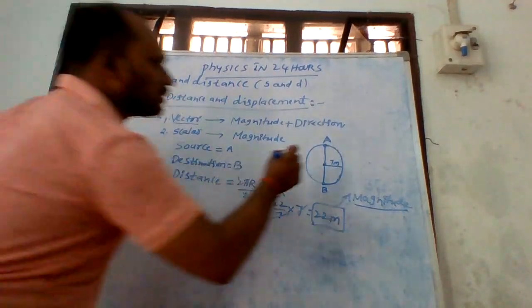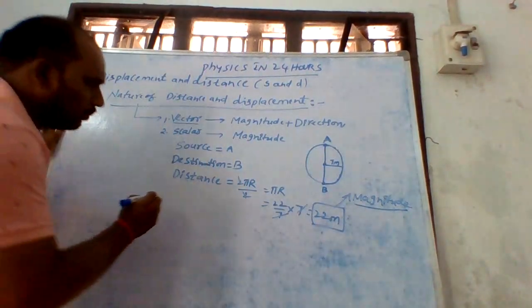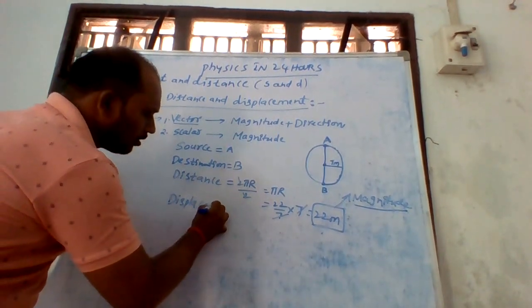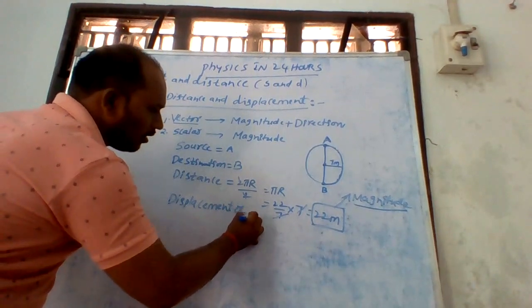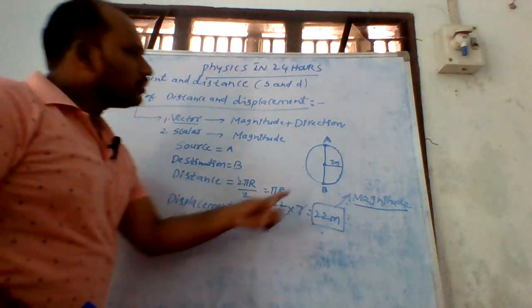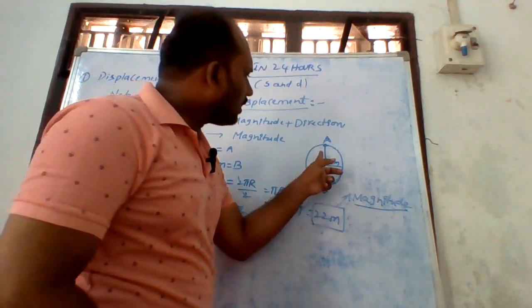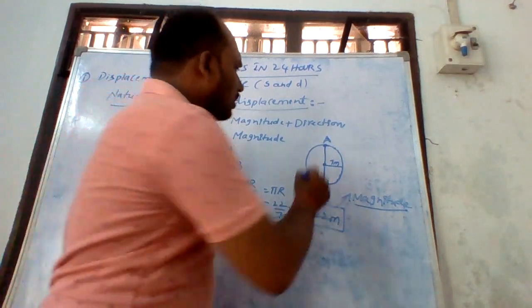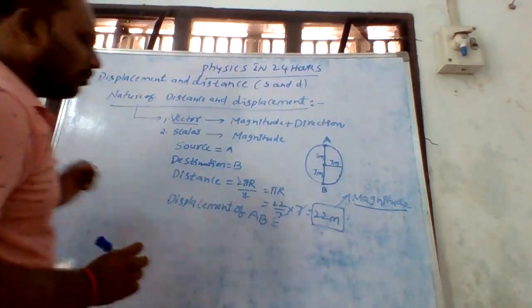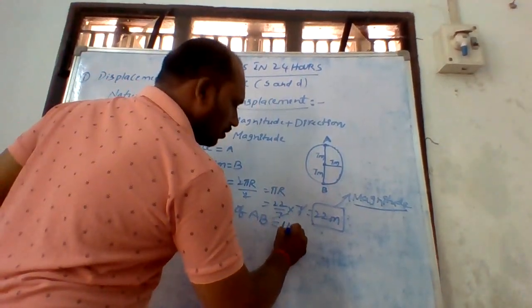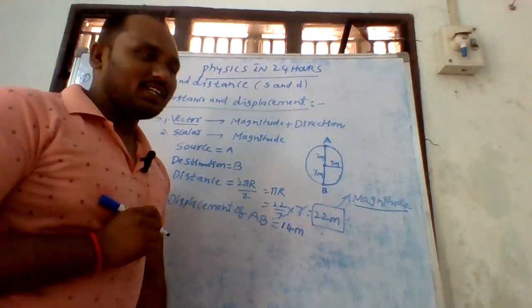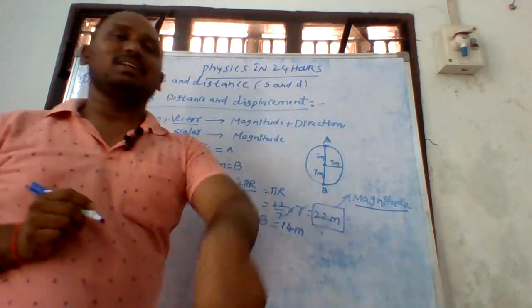Now the same thing when I started here: the displacement of AB. A to B, how much did I cover? From here to here is 7 meters, because this is the radius, 7 meters. This is also a radius, 7 meters. 7 plus 7 is 14 meters. From which direction? That is very, very important here. When you are talking about displacement, direction must also be added.